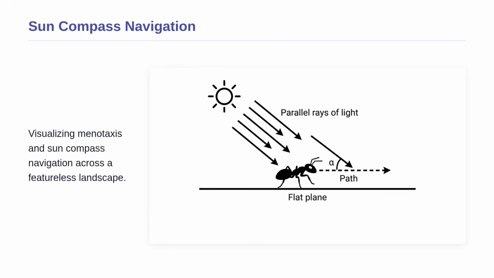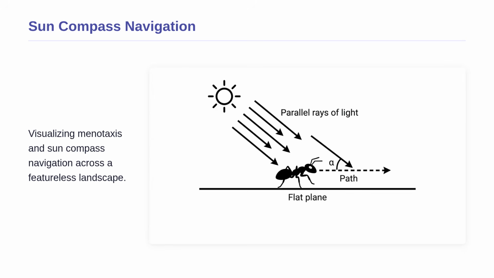To fully grasp this incredible biological compass, let us look at a visual representation. On the screen, you see a diagram of an ant navigating across a flat plain. The distant sun emits parallel rays of light, represented by the straight diagonal arrows pointing towards the ground. The dashed line shows the ant's straight path of travel.